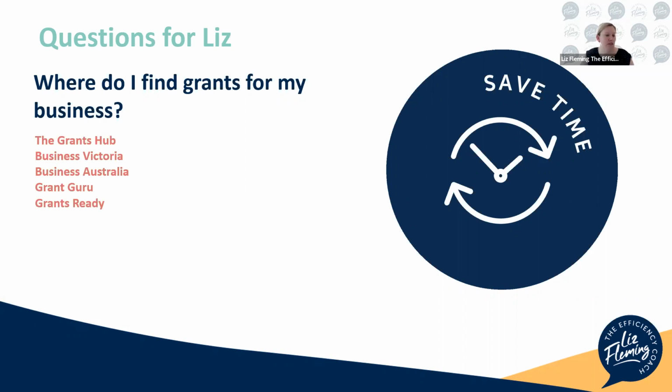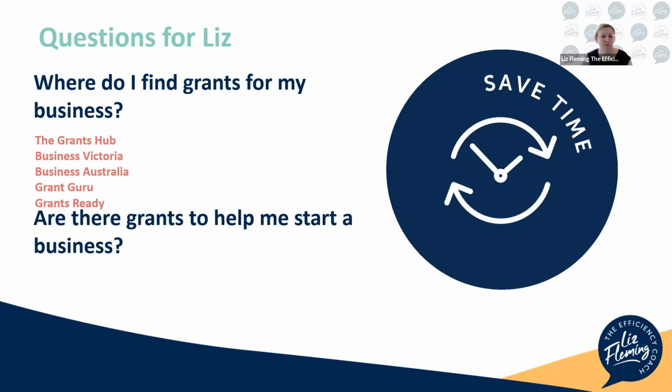Business Victoria and Business Australia are the state and federal government grant portals where you type in your search criteria. The problem with these, though, is that it can take a lot of time to find a grant that's applicable to you and that you are eligible for, so it can be quite time consuming. A lot of people tell me they don't have time and they don't know where to look. That's what I will share with you soon, what I've created to overcome that.